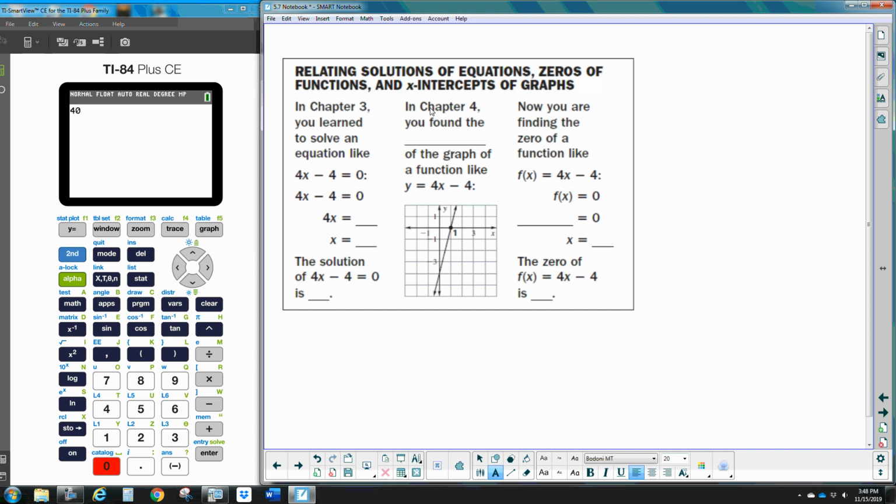Okay, let's look at this key concept part. In chapter 3, we learned how to solve an equation like 4x minus 4 is equal to 0. So we said 4x, we're going to add 4 to both sides, 4x is equal to 4, and then divide both sides by 4, and we get x is equal to 1. So the solution of 4x minus 4 equals 0 is 1. That's the solution for x. In chapter 4, we found the x-intercepts.